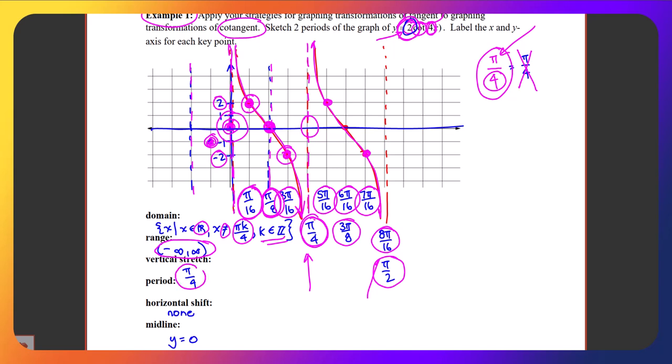The vertical shift. There wasn't one. The vertical stretch was 2, so we did that. The period is pi over 4, we did that. There wasn't a horizontal shift, and the midline stayed y equals 0. So all we had was a vertical stretch and a change in the period from pi to pi over 4.